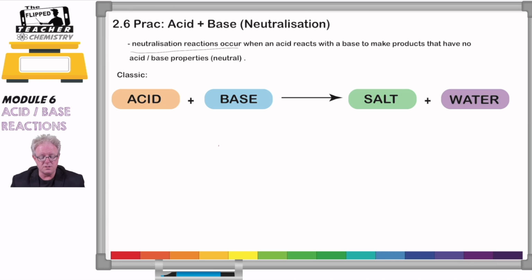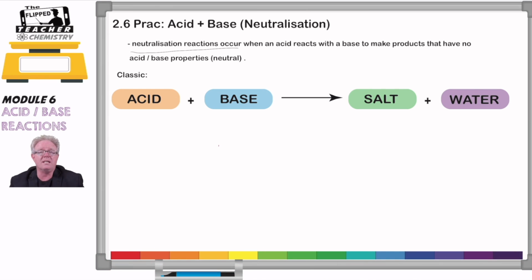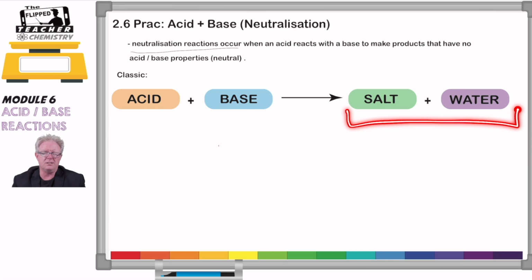If you look at the slide here, we did come across this pH scale down the bottom, and that was for universal indicator, where the indicator changed color depending upon the pH of the solution. Well, when we have a look at neutralization reactions, we have an acid plus a base, and that generally gives us a salt plus water. Not always the case, but these products do not have acidic properties.